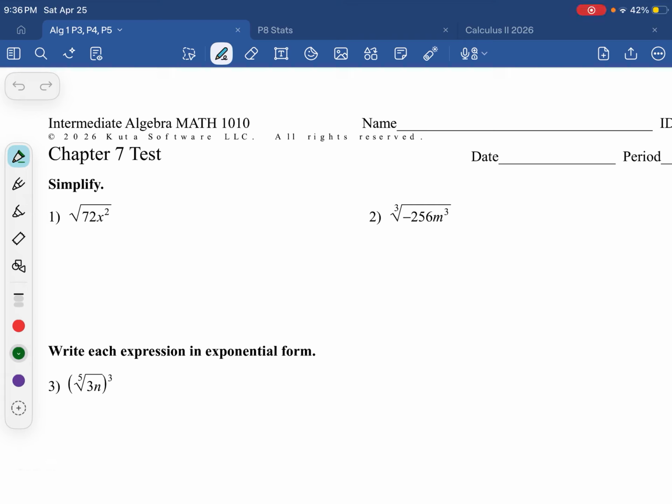This is part 1 for the chapter test review. So for number 1, they're asking us to simplify.